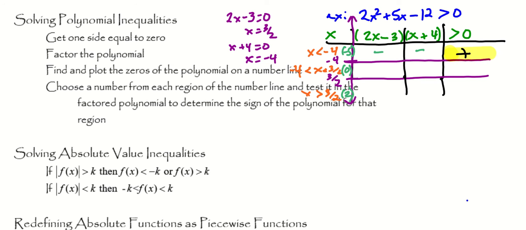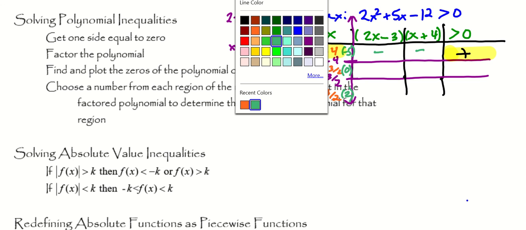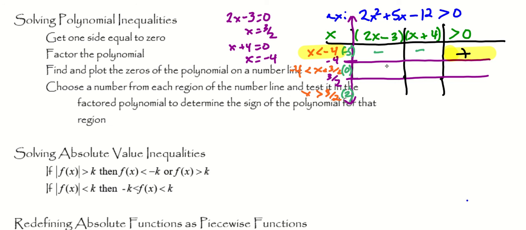So I'm going to use x's that are less than -4 as a solution. Okay, now let's go back and plug in 0. So this time if I plug in 0, 2 times 0 minus 3 is -3, so that's negative, and then 0 plus 4 is positive, and a negative times a positive is negative. I don't want any negative numbers, so I'm not going to include my interval of x's in my solution there.